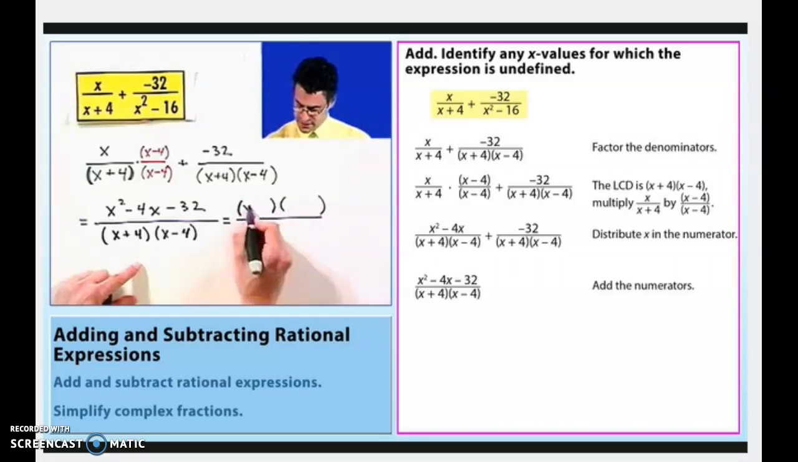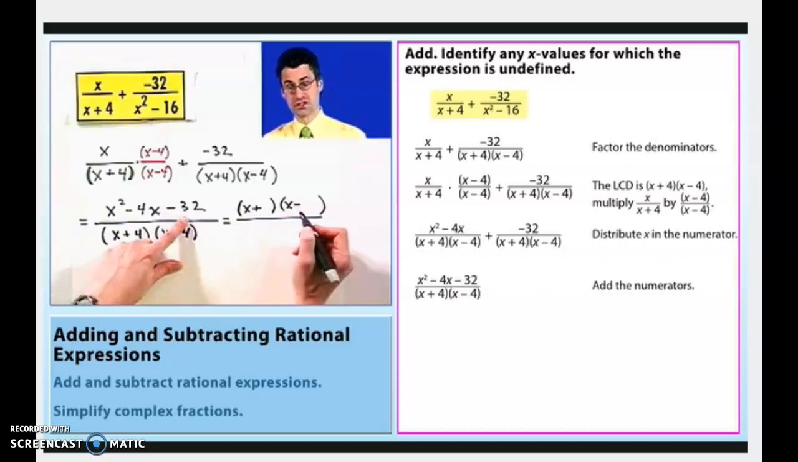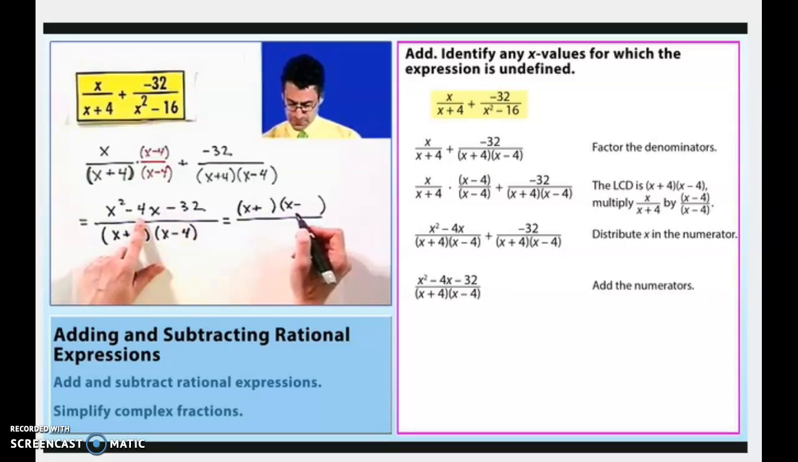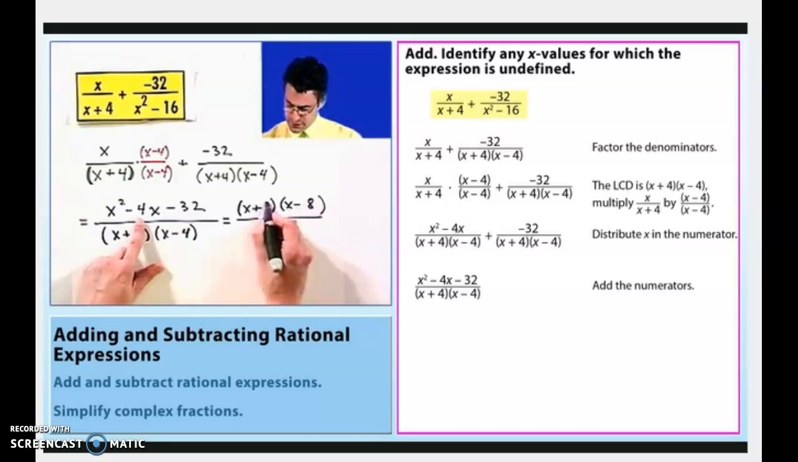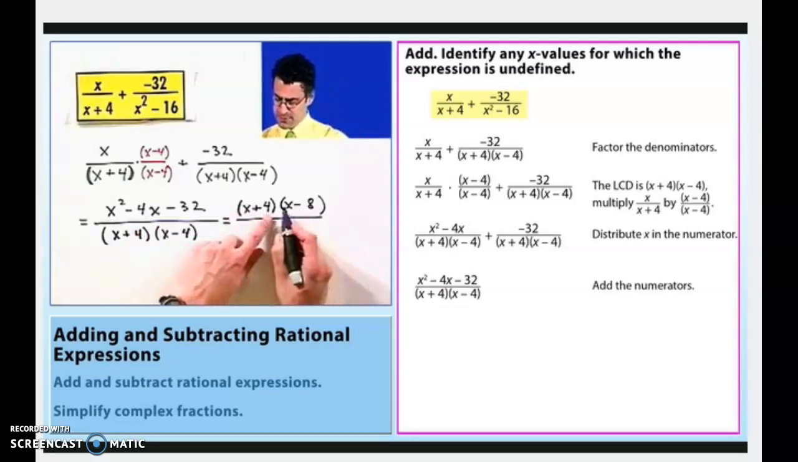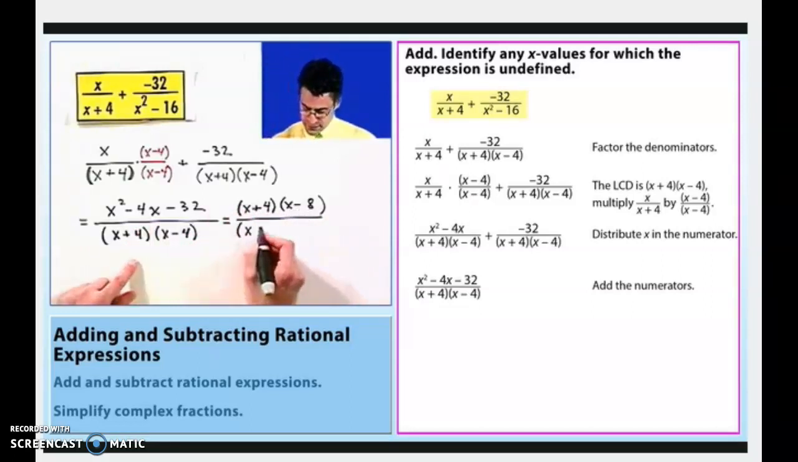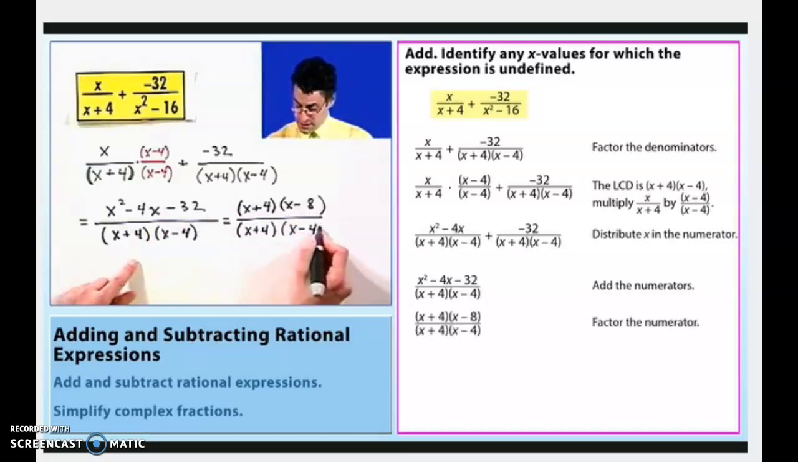It'd be great if we could, wouldn't it? Different signs. Product is negative 32, and they combine to give negative 4. How about 8 and 4? Negative 32, when you combine them, you get negative 4x. So this one does factor, which is awesome.